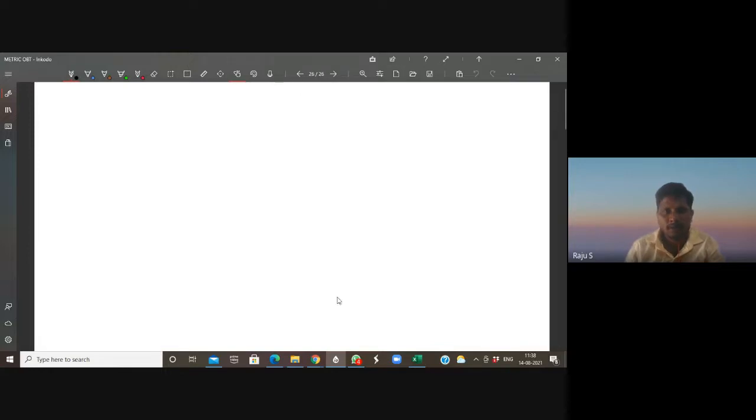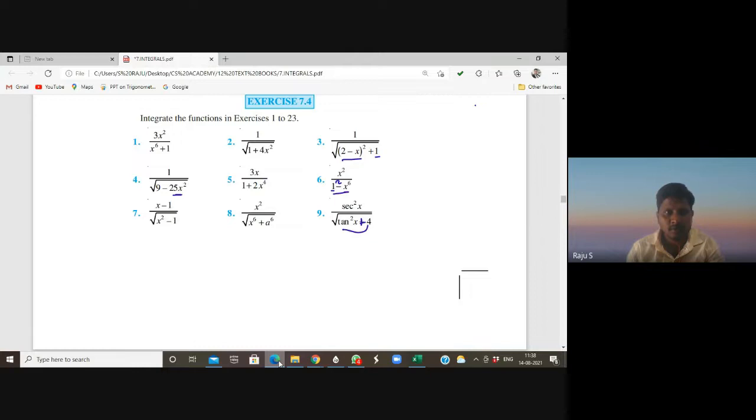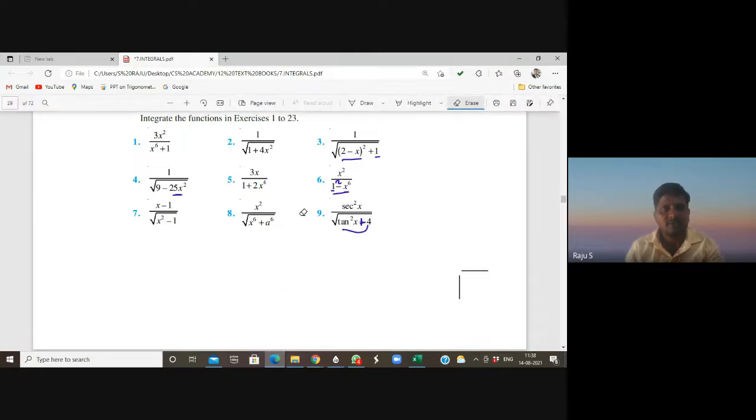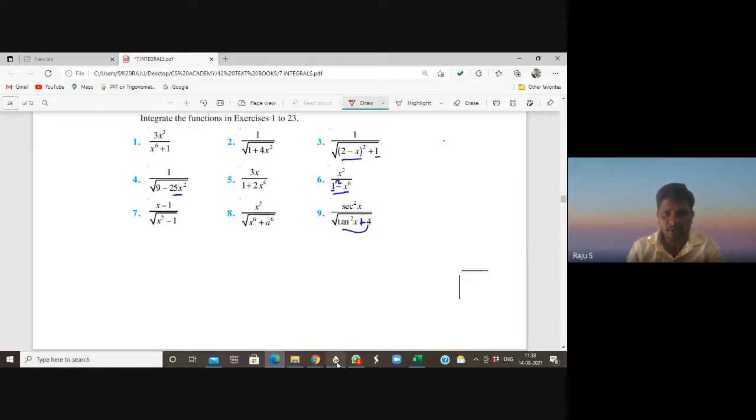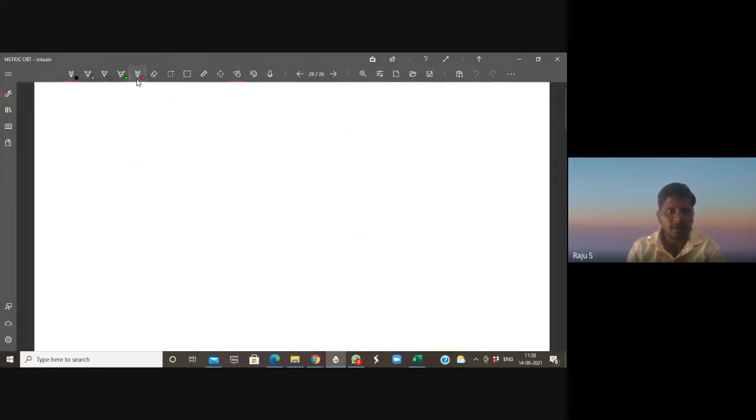Okay, right. Next one is the second one. Can you expect the answer? What is the answer we may get? Square root, log of. Yeah. See, this kind of question gets more number of steps. Second one is.